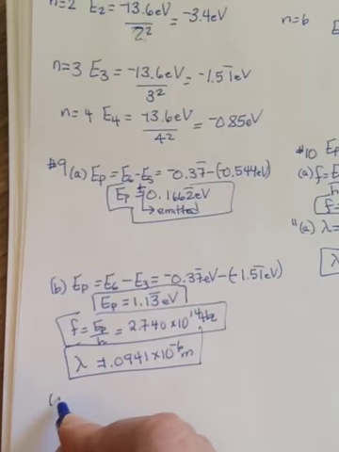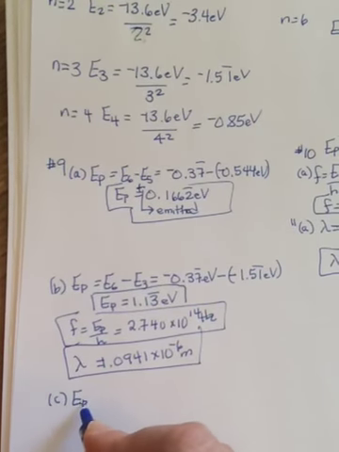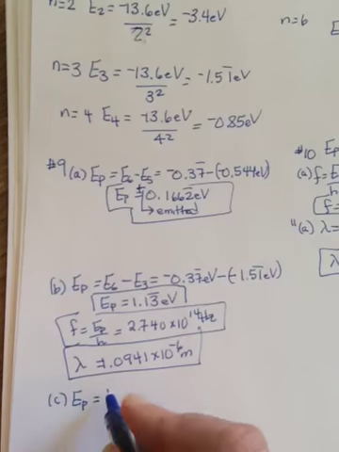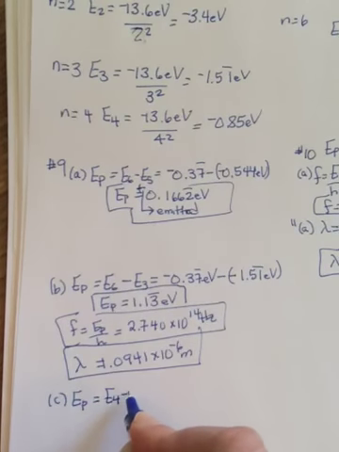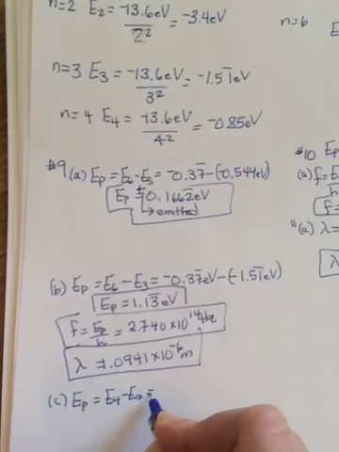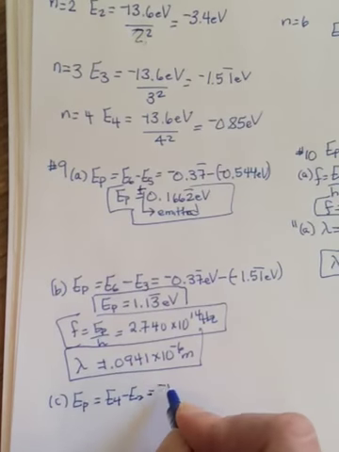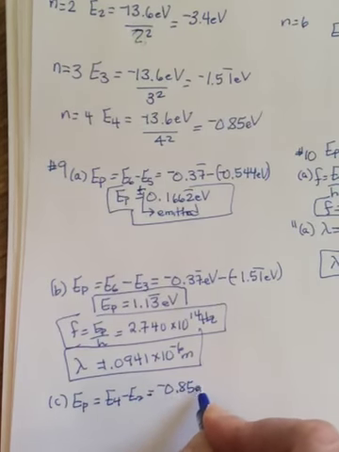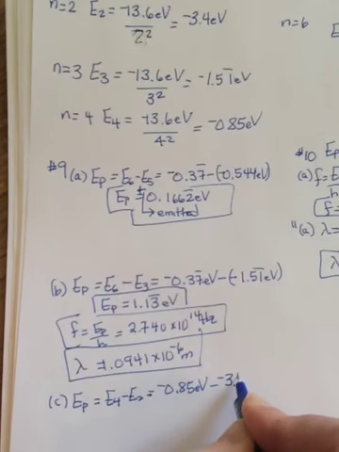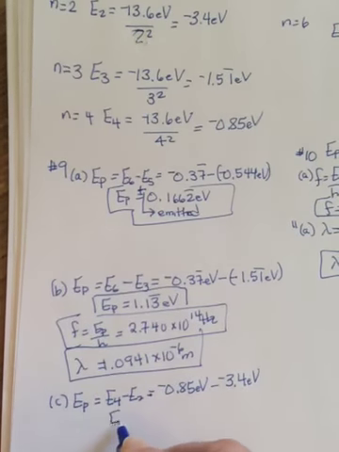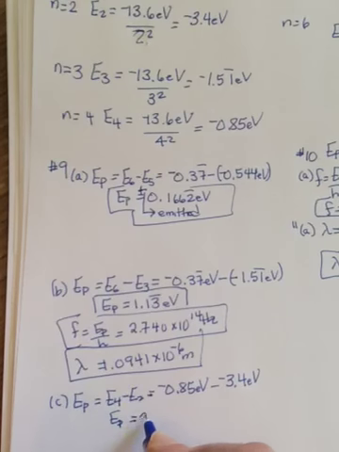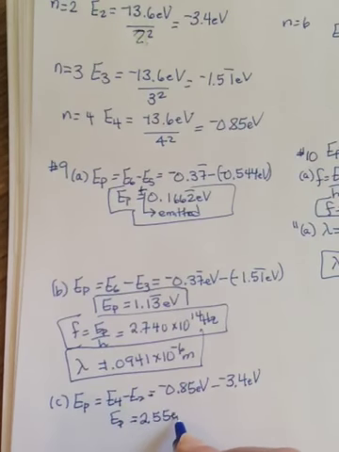And then go to C and do the same thing. So C is 4 minus 2, and so it's negative 0.85 minus negative 3.4. And so EP is equal to 2.55 electron volts.